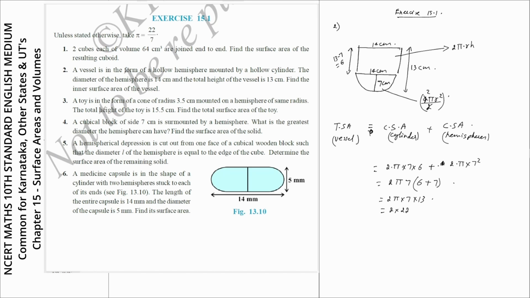Pi is 22 by 7. I'll substitute that value into 7 into 13. 7 will get cancelled. So 22 into 2 is 44. 44 into 13 is 572. So 572 centimeter square is the area of the vessel. Total surface area of vessel is 572 centimeter square.